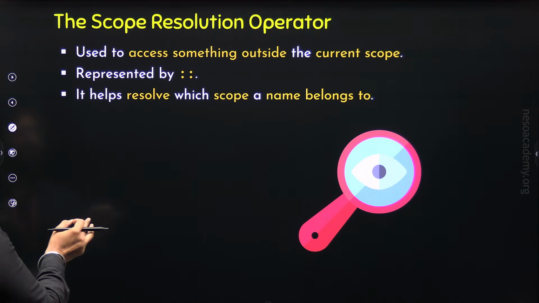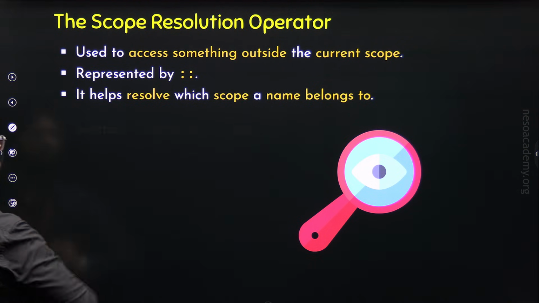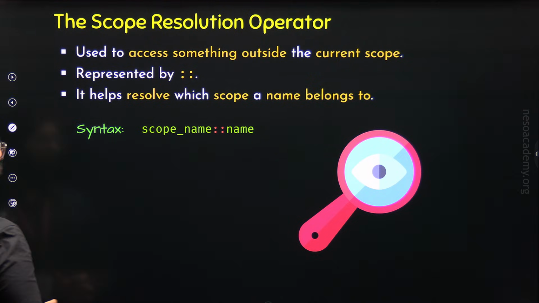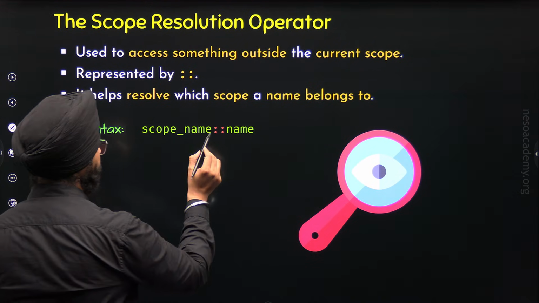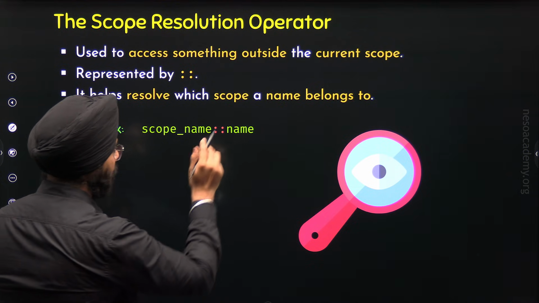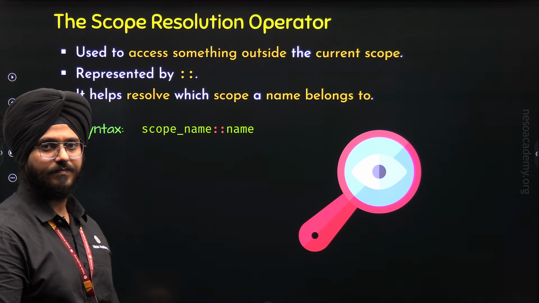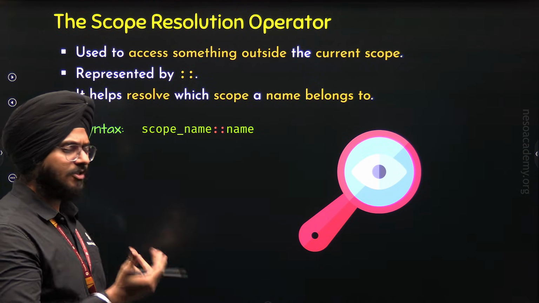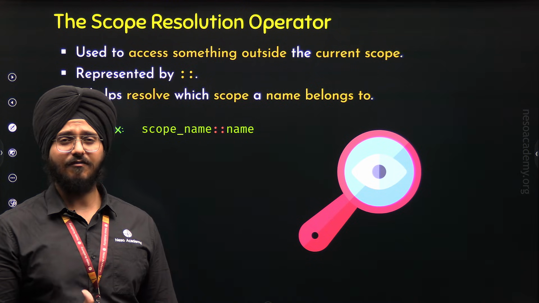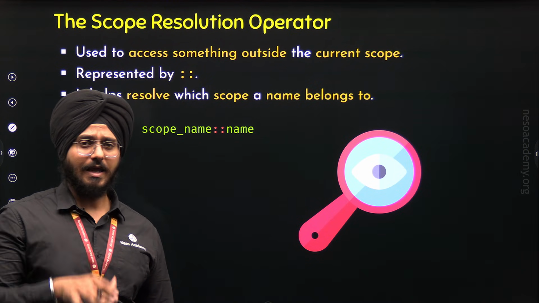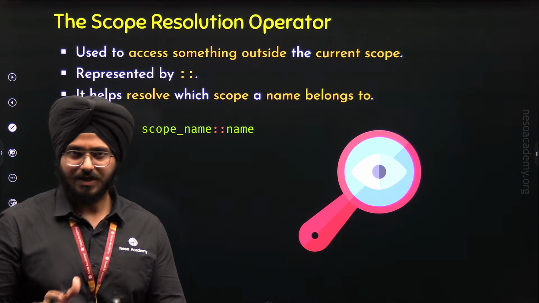Now let's see the syntax of the scope resolution operator. We first need to specify the name of the scope, and then we specify the scope resolution operator, and then the name of the entity which we want to access. Now, to understand the syntax properly, let's imagine an example. Let's say we have defined a namespace. Now, within that namespace, we have defined a function as well.